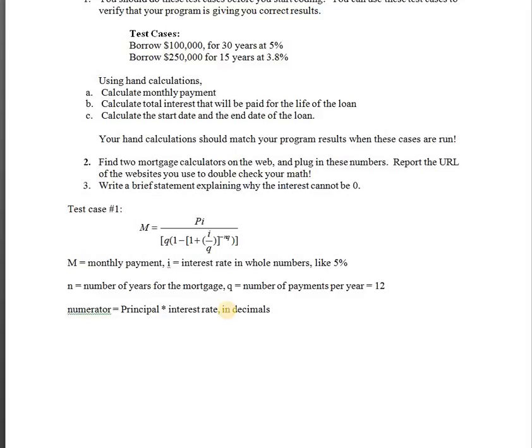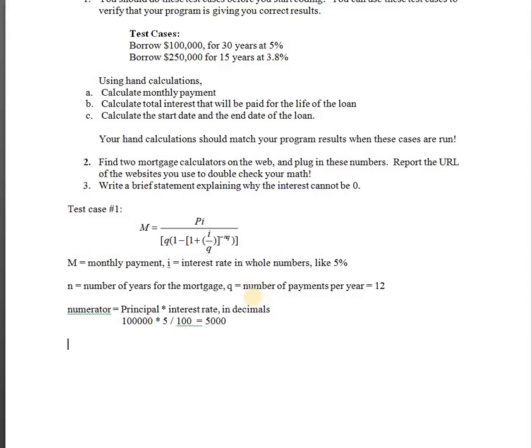So the numerator is going to be the principal, 100,000, times the interest rate, which is 5 divided by 100. And that's going to give us 5,000. 5 divided by 100 is 0.05, and 0.05 times 100,000 is 5,000. So that's the numerator of our equation.